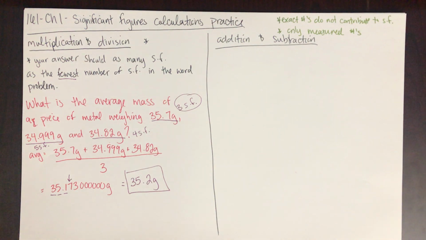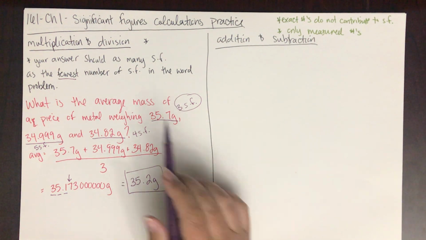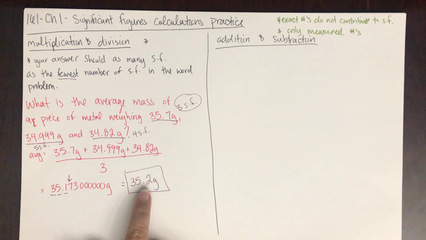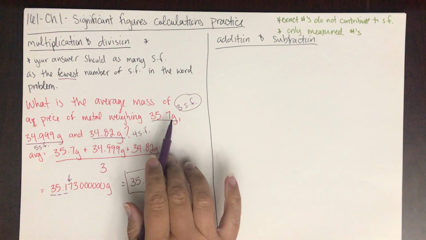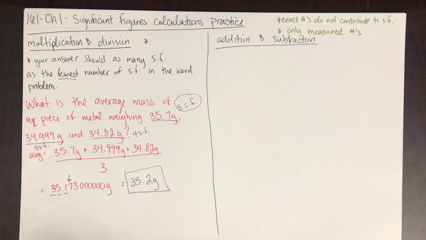This is the answer that would get you all of the points if this was on an exam. Your math needs to be correct. Your significant figures need to be correct, and your unit needs to be correct. There's always 3 pieces, at least, to a correct answer when we are doing calculations in chemistry. So again, this was multiplication and division. The number of significant figures is the fewest number of significant figures in the problem measured numbers. So now let's do an example with addition and subtraction.